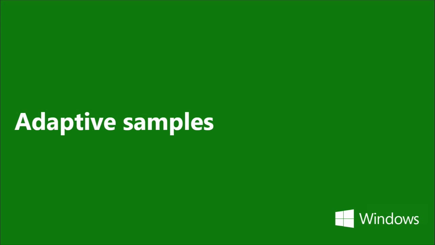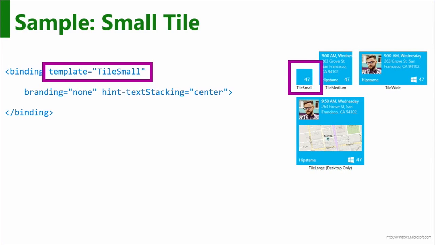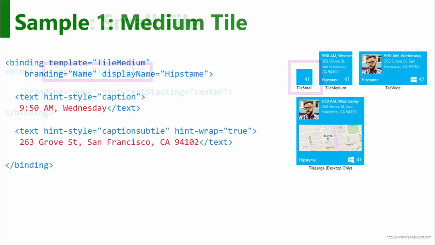A couple more samples of what we can do with adaptive tiles. And so here's the small tile, right? The implementation of this small tile is basically nothing at all. All we do is reference that template and leave it blank. I could add an image if I wanted to, just like I did before, because the syntax is the same for every size. Here's the way we might lay out the medium tile.